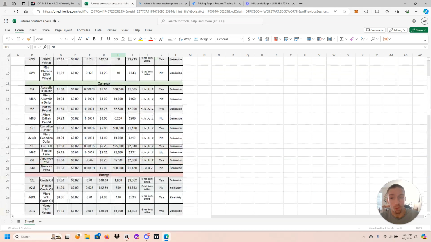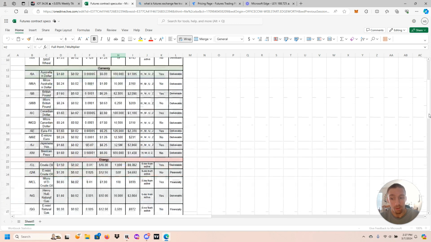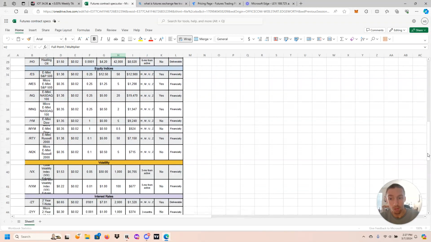So the full dollar tick value is going to be here. The full point multiplier is how much you are going to make with one full dollar move. If the NASDAQ goes from 18,500 to 18,501, you will make $20. So if it goes up 10 points, you will make $200.